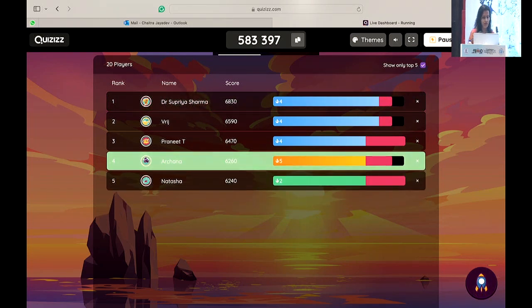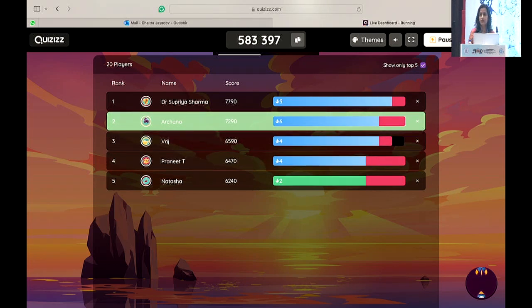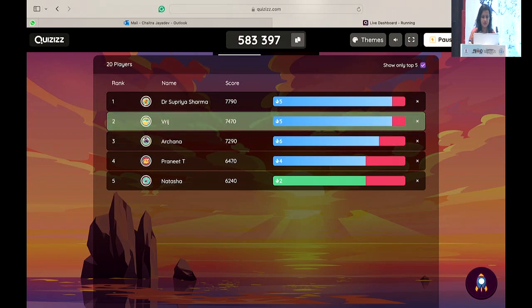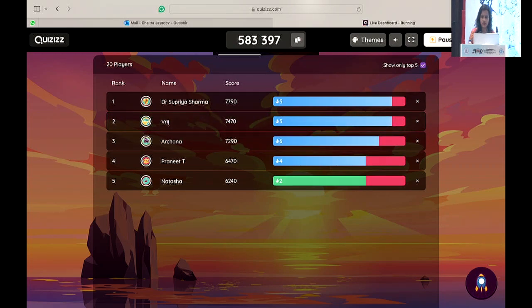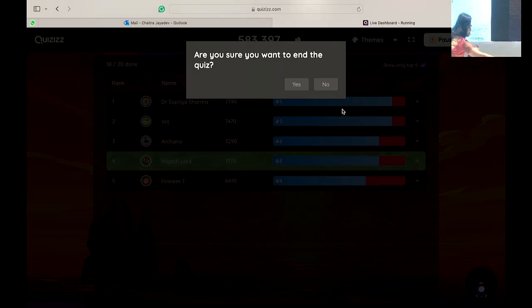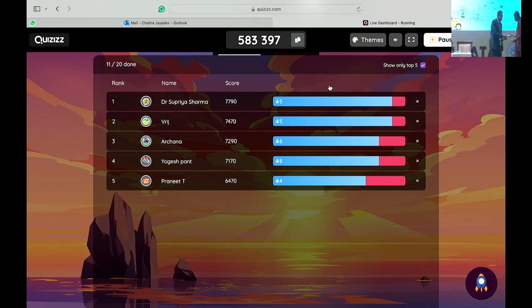Okay, so can we have the winners quickly on stage? Is Dr. Supriya here? Dr. Supriya? Dr. Archana and Dr. Bridge. Come quickly. I request Dr. Supriya, Vij and Archana.